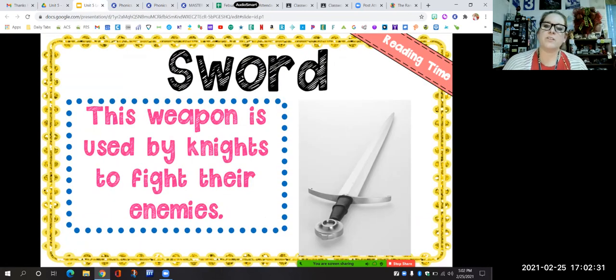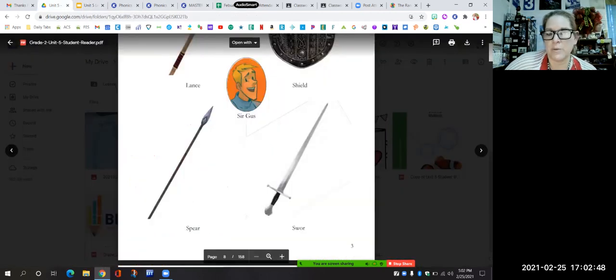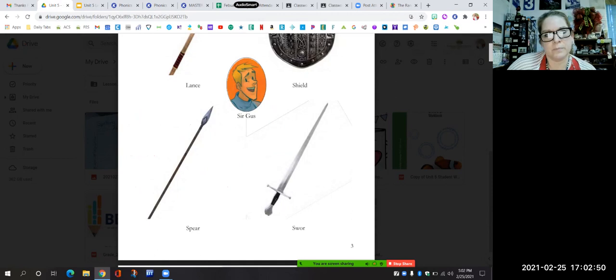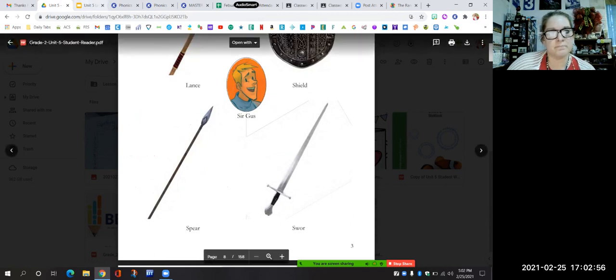All right, and then we have a sword, and this is a weapon that is used by knights to fight their enemies. What do you think a sword is made out of? Just by looking at that picture. Let me show you the other picture. There's another sword. What do you think those are made out of? Metal, definitely, like steel, maybe iron.